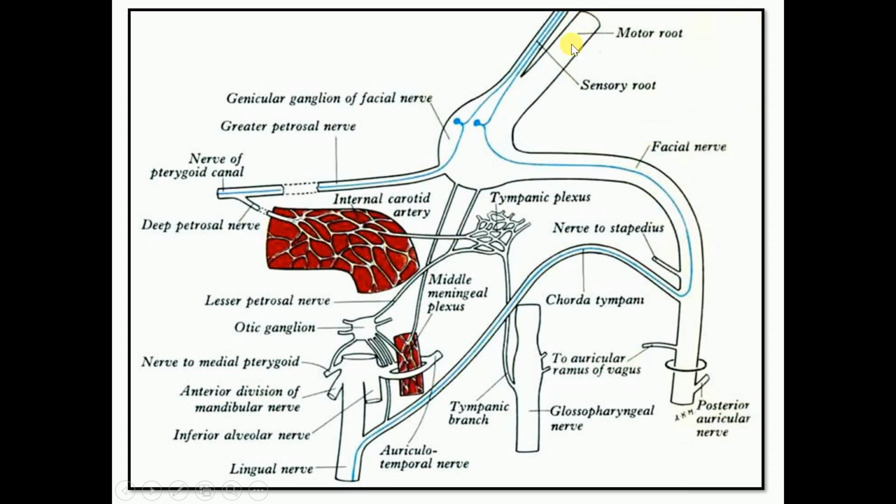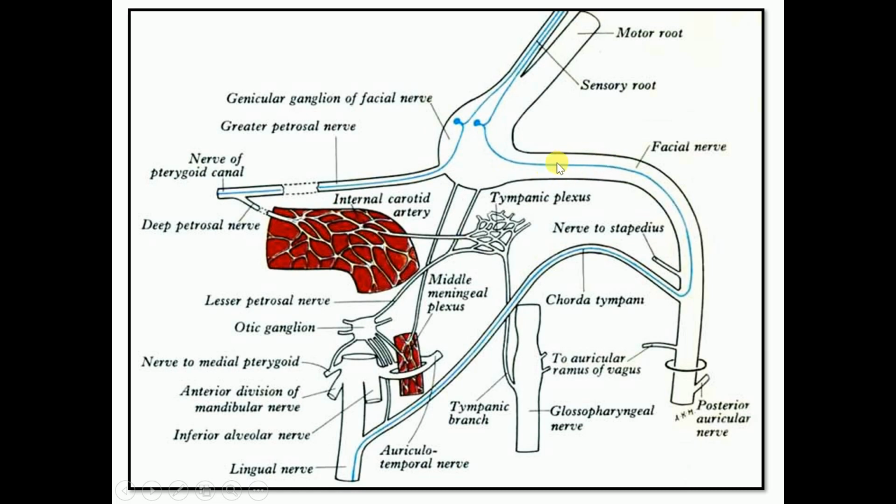So this one is the larger motor root, the smaller sensory root, and at the bottom of the internal acoustic meatus, both the roots fuse and form a single trunk, and it forms the external genu. Actually, the internal genu is present inside the brainstem. This one is the external genu, making a backward turn. And inside this genu, there is the presence of the geniculate ganglion. So this geniculate ganglion gives the first branch, that is the greater petrosal.